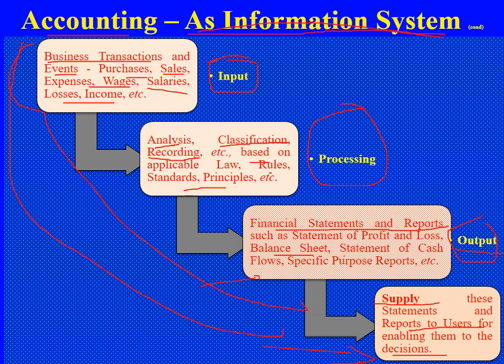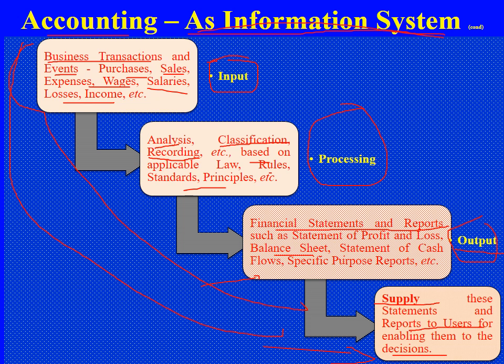How will the processing be done? They're going to record the transactions. They're going to classify them, analyze them based on the rules which are prevailing. Once the analysis has been done, then such information will be supplied. Clear? So once the processing is done, finally you will get the output.